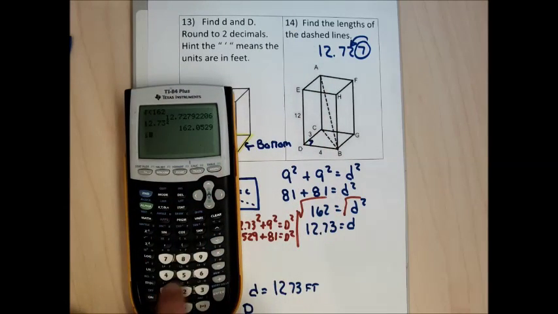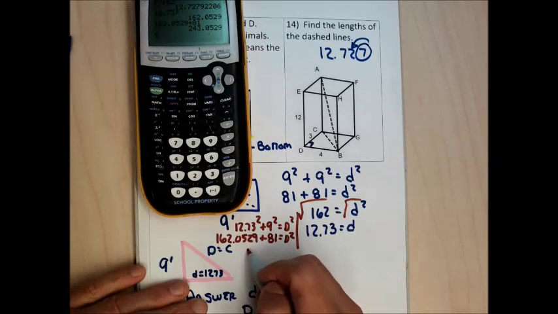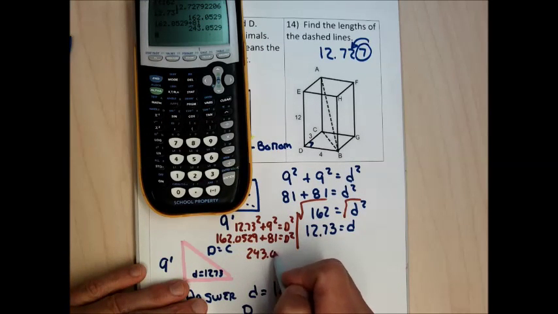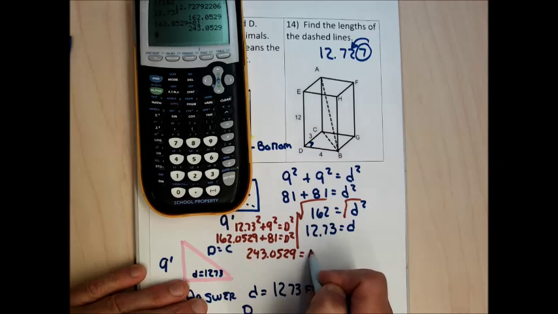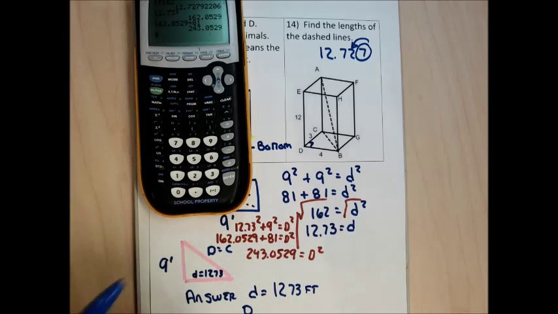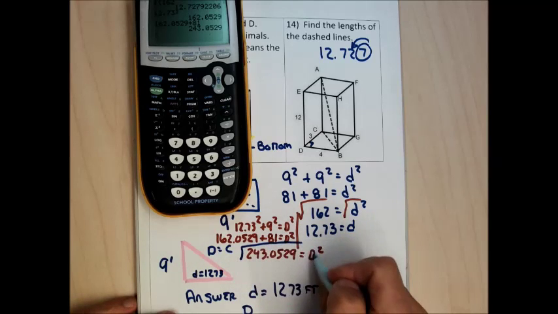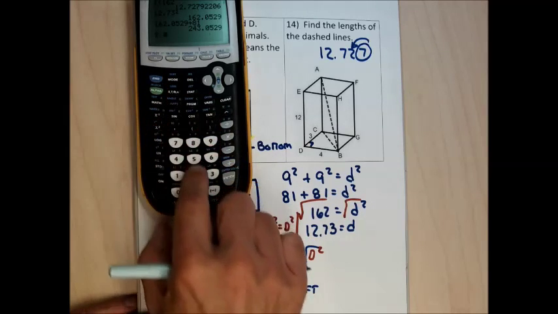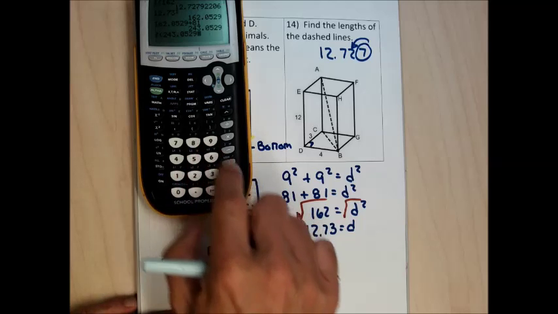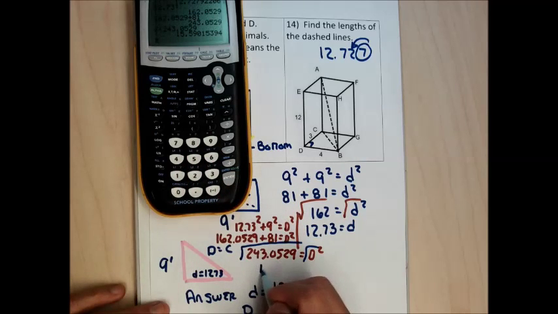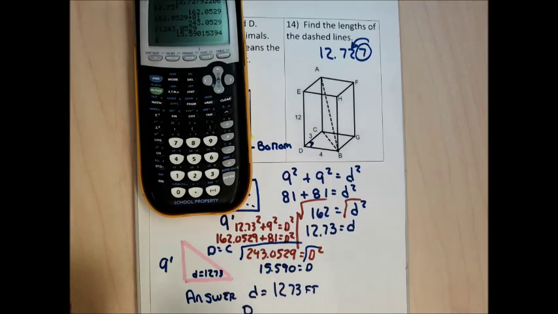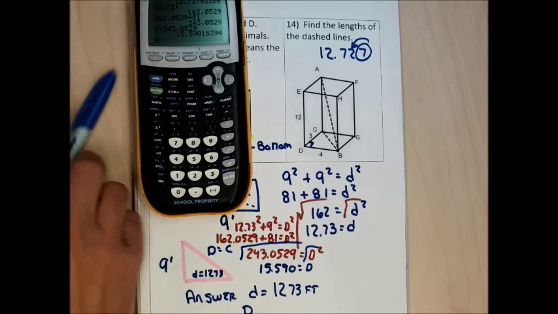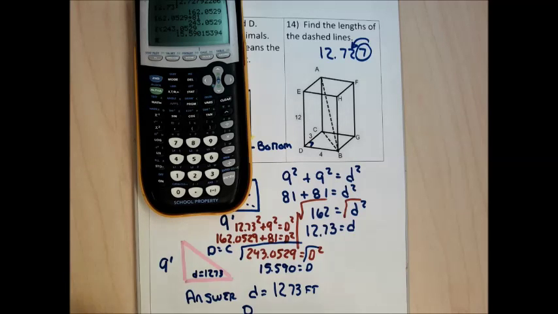Let me do this now: 162.0529 plus 81 on the left side. The left side becomes 243.0529. The right side is D squared, and then I square root both sides. So now I'm going to do the square root of 243.0529, and I'm going to round to 2 decimals. I get 15.590, equals D. That 9 is going to stay a 9, and I'm going to write 15.59 equals D in my answer, big D in my answer.